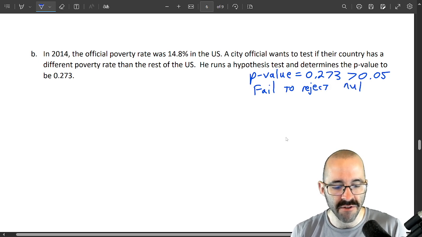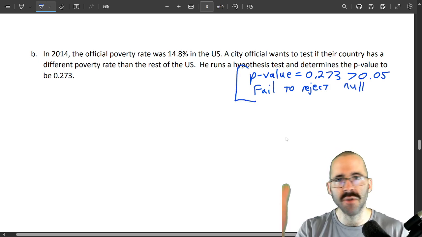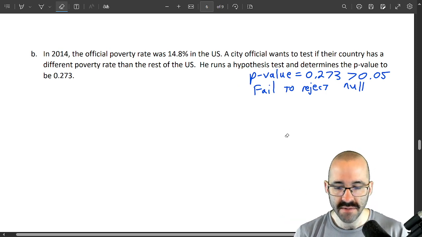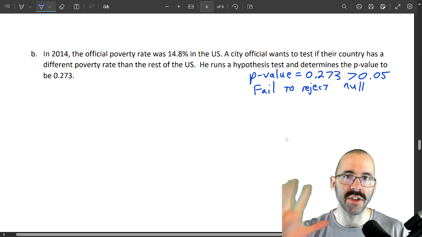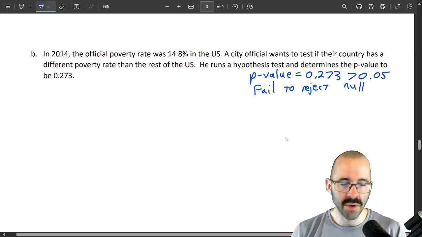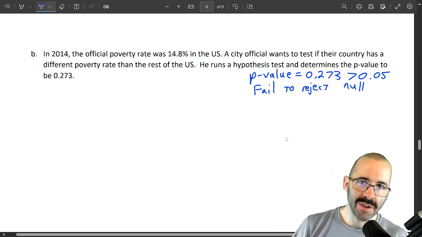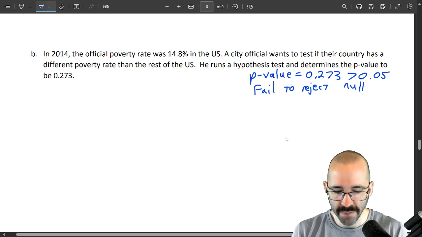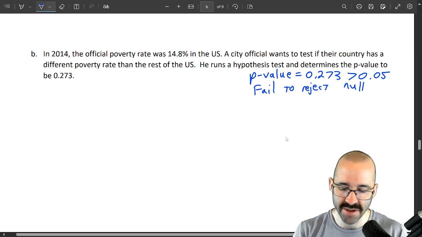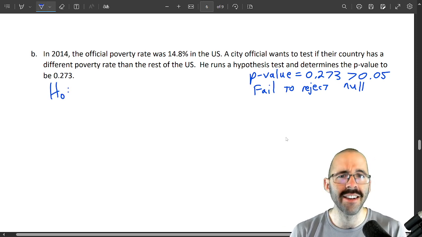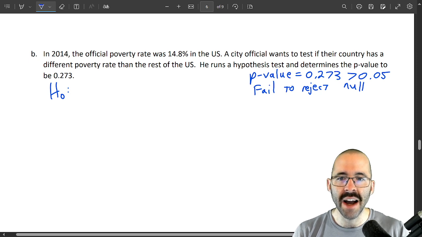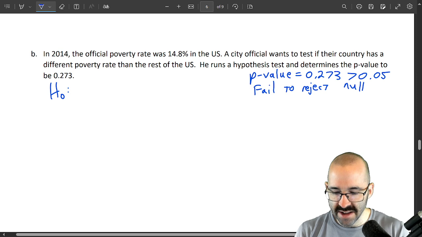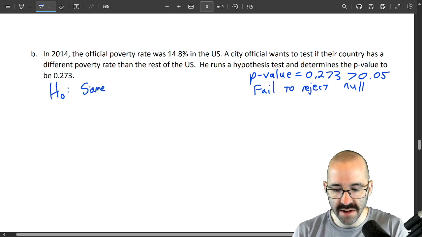And again, this is the very formal statistics language. But what I want you to do is translate that into regular English. So whether we're accepting the null, failing to reject the null, or rejecting the null, we have to know what the null and the alternative are. Remember all the way back to that first example of hypothesis testing, where we said the null hypothesis is that they have the same poverty rate as everyone else.